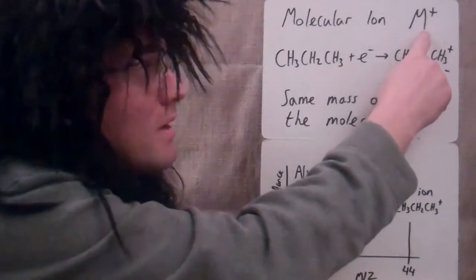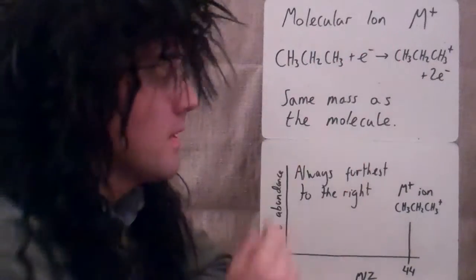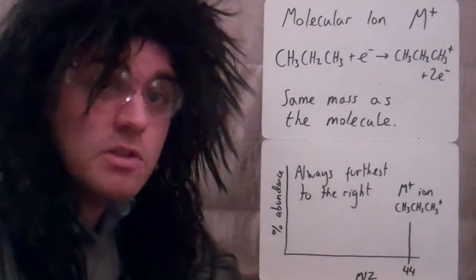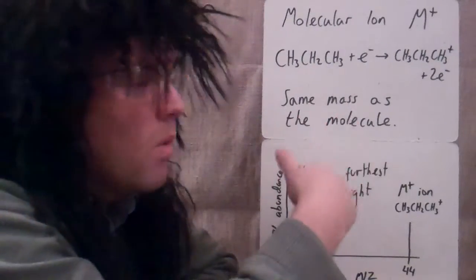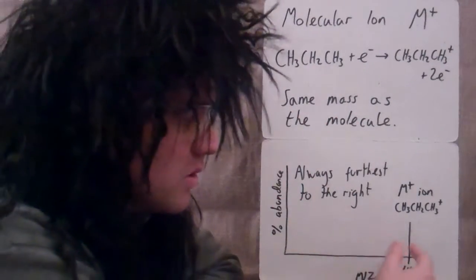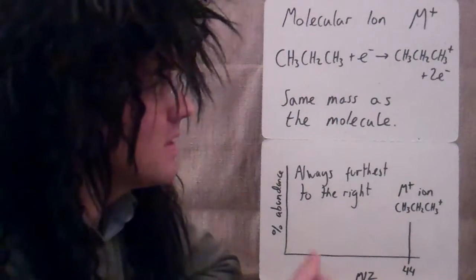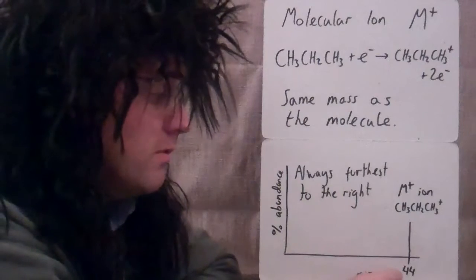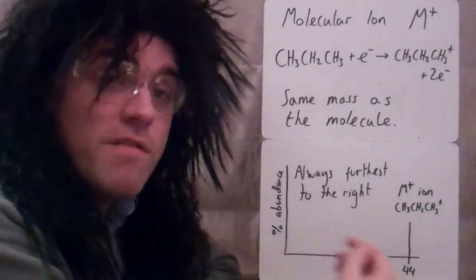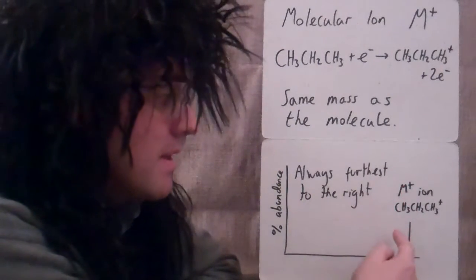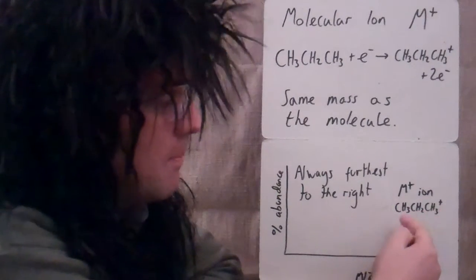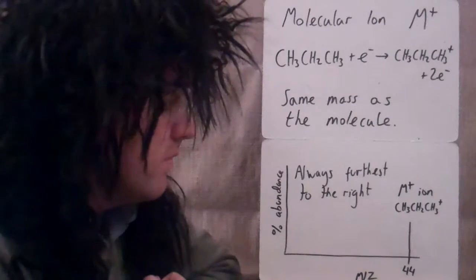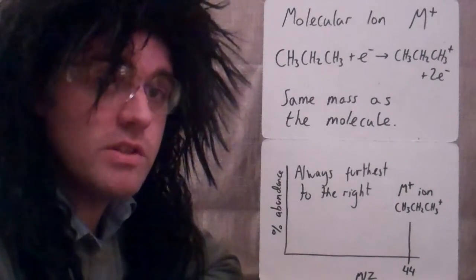We call that the M+ ion or the molecular ion. And that will give us the molecular ion peak. The molecular ion peak is always the heaviest one because nothing can weigh more than the molecule itself. So it's always the one furthest to the right. So in this case we've got 3 carbons, 8 hydrogens, that adds up to 44. So the m/z value furthest to the right is the molecular ion peak for the propane ion here, positive ion, and that will have an m/z value of 44. Okay, so it's always the one furthest to the right.